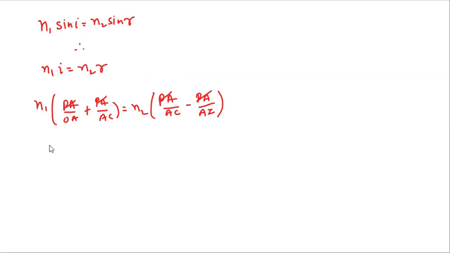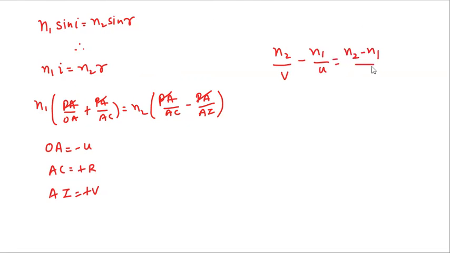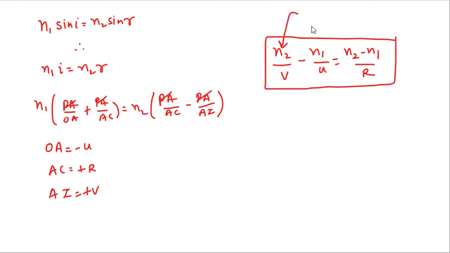Now if we put the values, if you remember, OA was minus U, AC was plus R, and AI was plus V. If you put all the values, you will get this equation: N2 by V minus N1 by U equal to N2 minus N1 upon R. So this is your refraction formula. N2 is the medium in which light is going, N1 is the medium from which light is coming, V is where the image is formed, U is where the object is, and R is the radius of curvature.